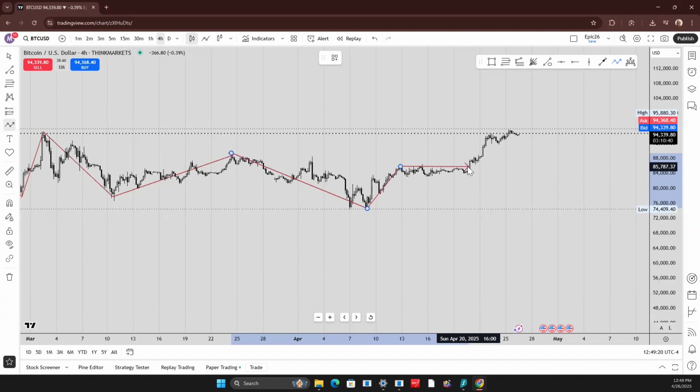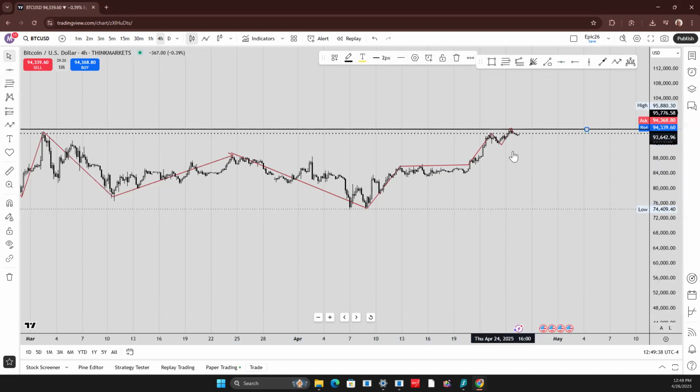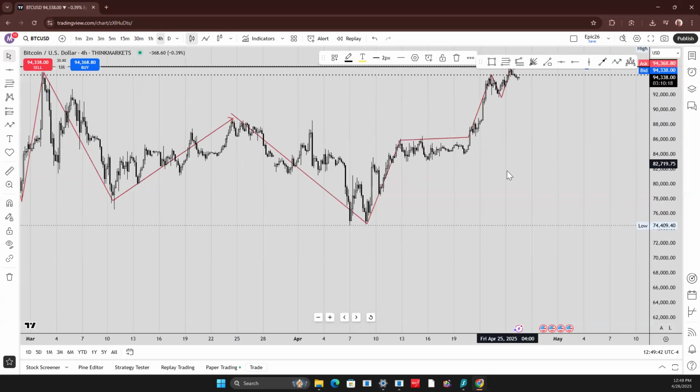Sideways. It broke out of the sideways movement. Up, down. See, the top of this area is that, made it bigger.